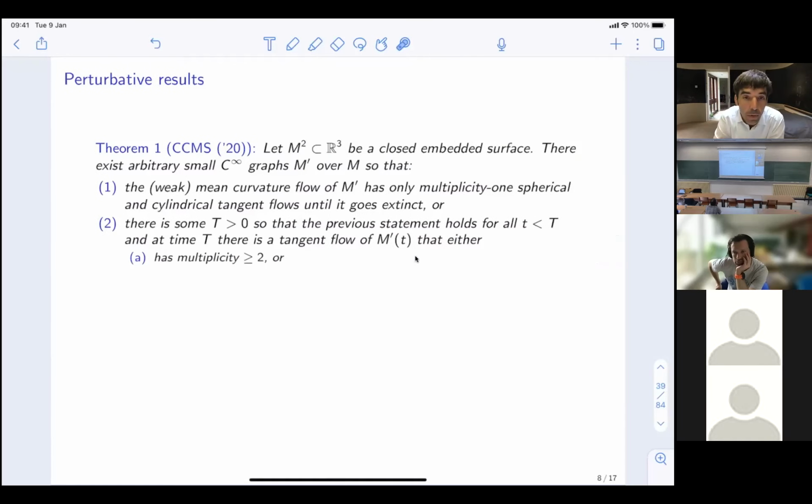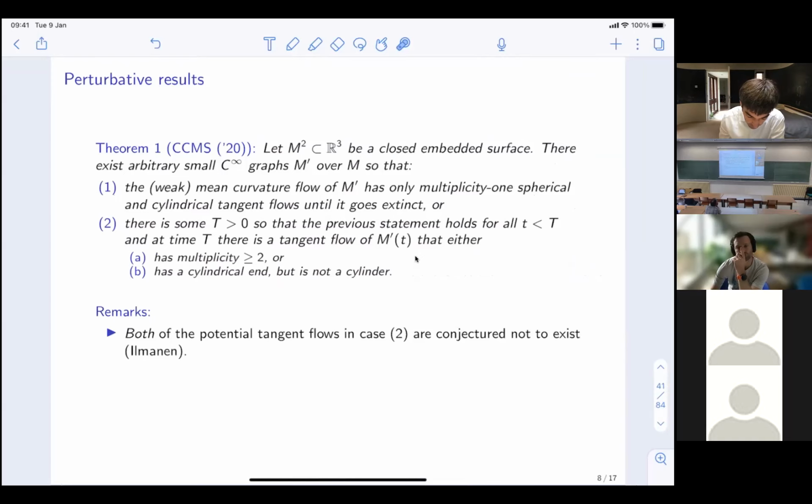This is still a very big open conjecture in mean curvature flow, at least in dimension 2 embedded. That should be ruled out, but this hasn't been done so far. So it has higher multiplicity. Or you have this example I mentioned before: a shrinker which has a cylindrical end, but it's not a cylinder. These are two scenarios which you can't rule out yet. As we said before, both of these scenarios are conjectured not to exist. The one is the cylinder uniqueness conjecture, the other is the multiplicity 1 conjecture.